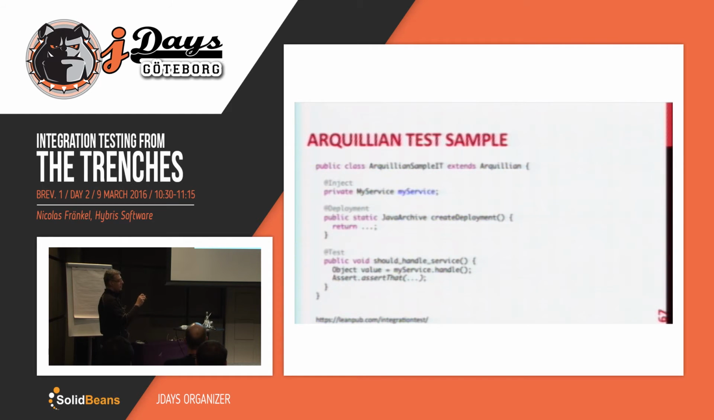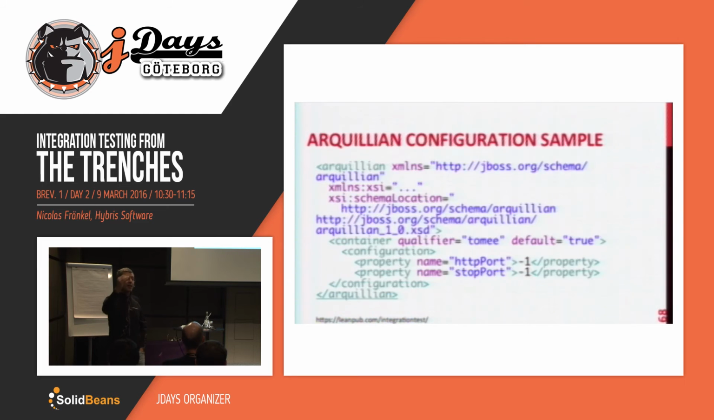Now, this is an ARQUILLIAN configuration file, and this is to configure every adapter that you have. Like, for example, here, we can see that we are using TOM-EE, and it will bind to the first HTTP port that it finds, and also the same for the stop port. And depending on your application server, because this is application server specific, you will do your configuration here. Like, probably here, you will also define your data source if you use any.